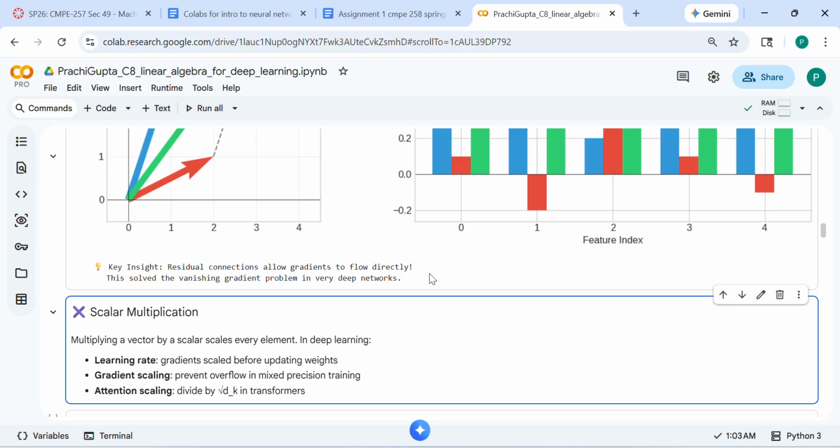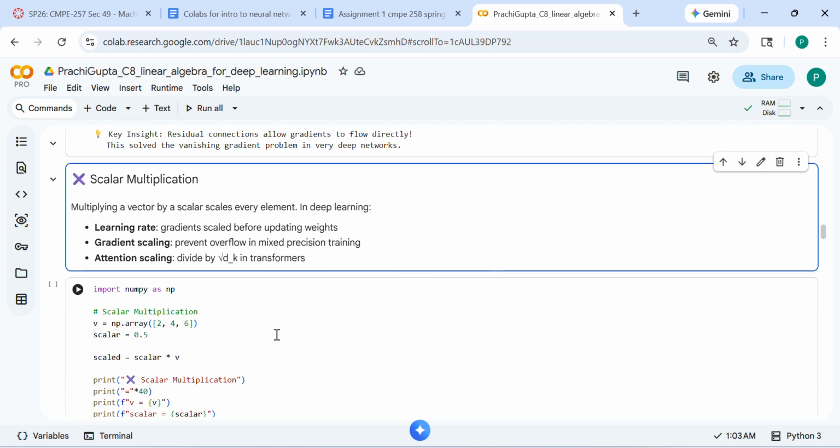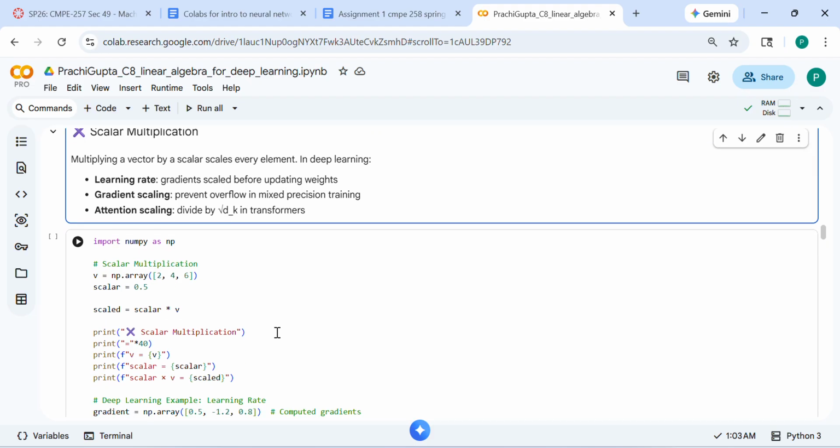Vector addition powers residual connections in networks like ResNet. By adding the input back to the output, we allow gradients to flow directly through the network, solving the vanishing gradient problem.